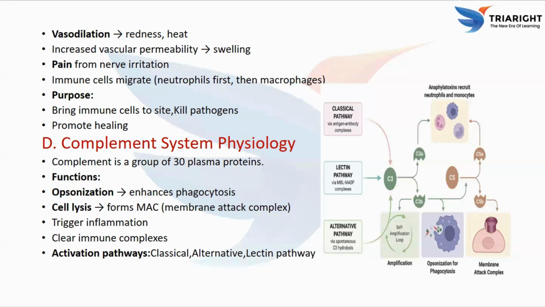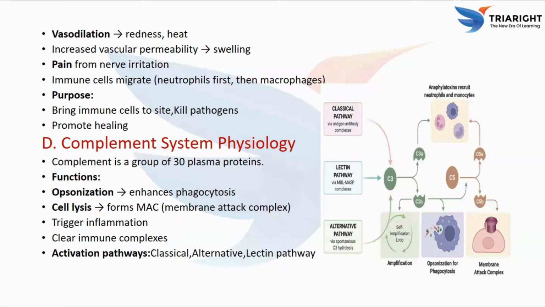So what is the common final sequence? All three pathways converge at C3 convertase formation. This splits C3 into C3a and C3b, with C3b providing opsonization. It also forms C5 convertase, which splits C5 into C5a and C5b, and C5b triggers MAC formation.